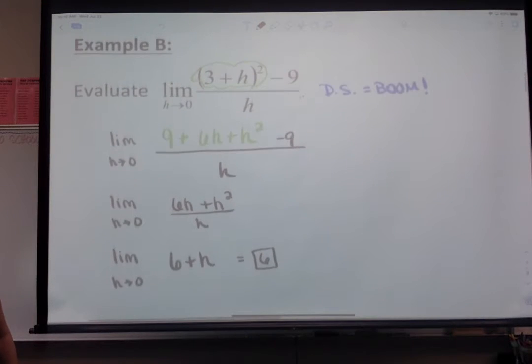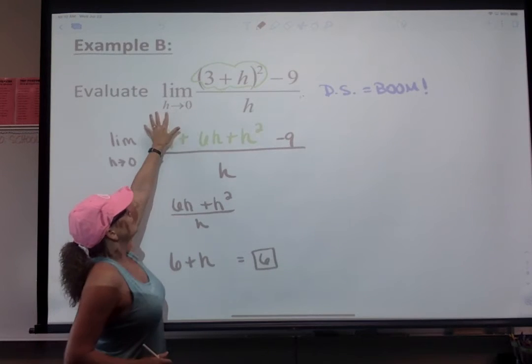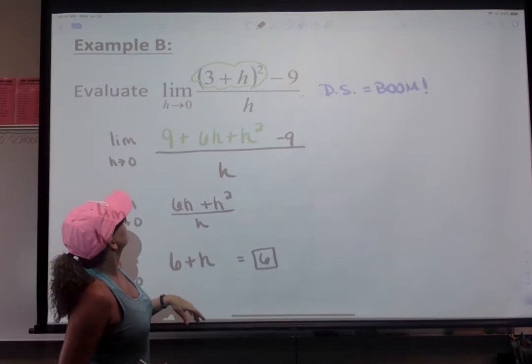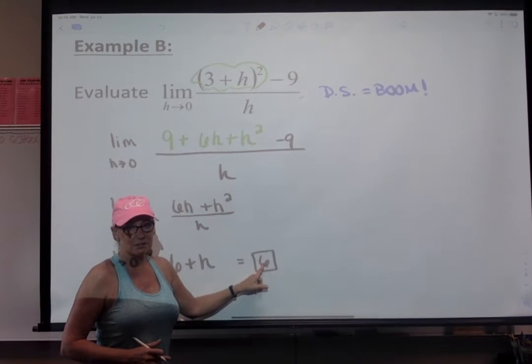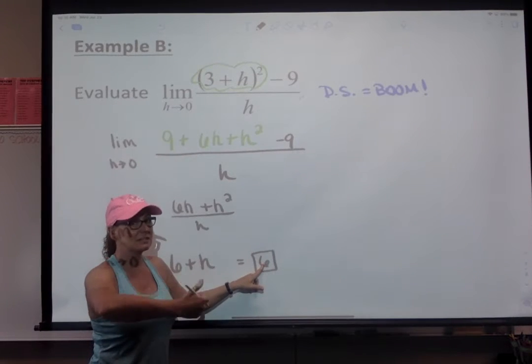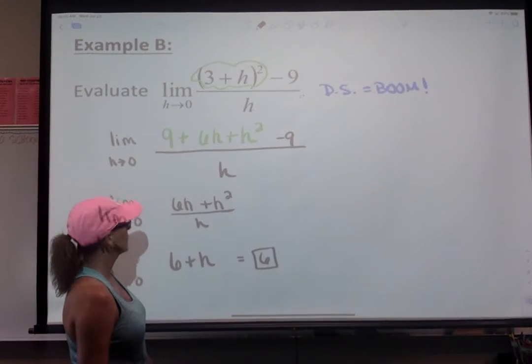So again, here's what's happening. In this function, as h gets close to 0, my y values will be getting close to 6. But I don't think that the point (0, 6) exists. There's something there, probably a hole.